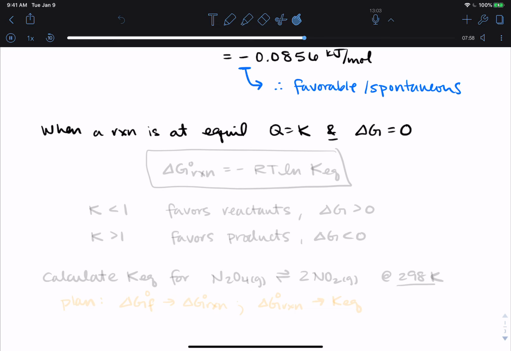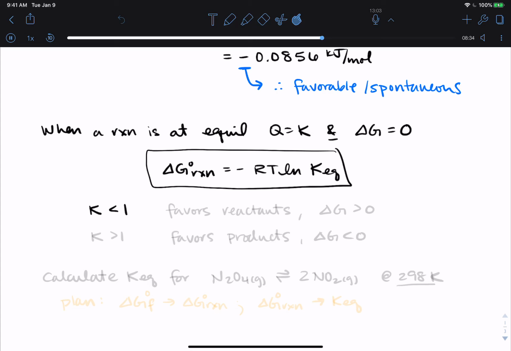If I were to plug those values in and do a little rearranging, I can calculate a standard delta G reaction by doing minus RT ln of KEQ. So now, if I know delta G reaction, I can get the equilibrium constant. If I know the equilibrium constant, I can get delta G reaction. Now, this should track with your understanding of equilibrium, right?